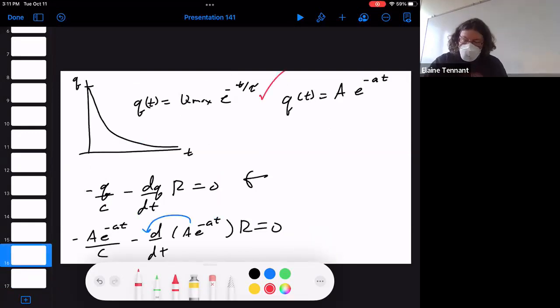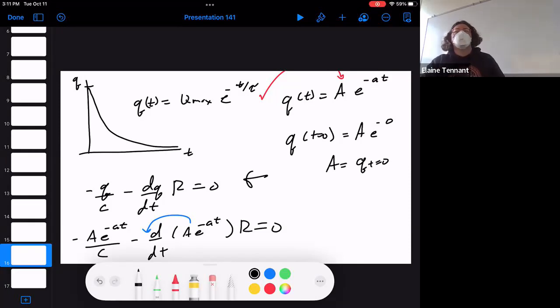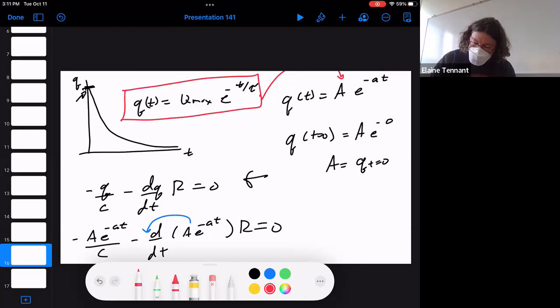So that means that this checks out. If you want to think about what's out front, you say Q at time equals 0 equals A e to the negative 0. And so A is really just Q at time equals 0. Does that make sense? So it's just the initial conditions, or in this case, the initial condition is the same as the maximum value. Okay, so this works for a discharging RC circuit.